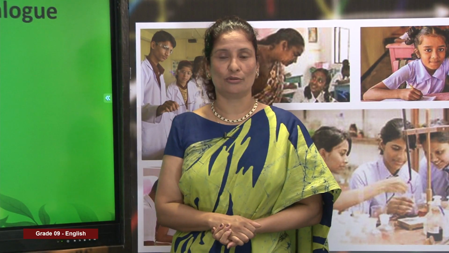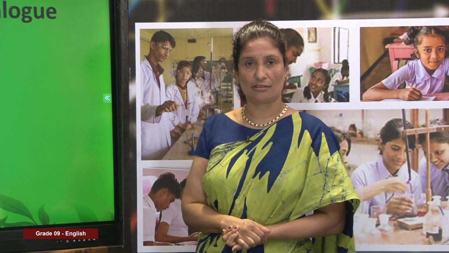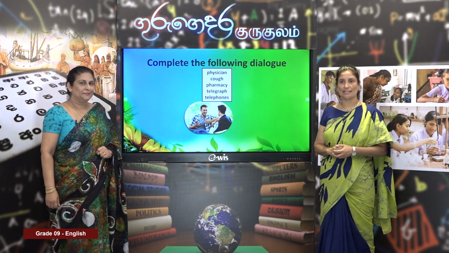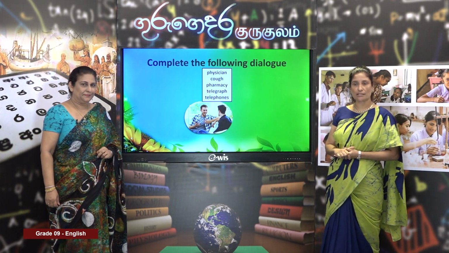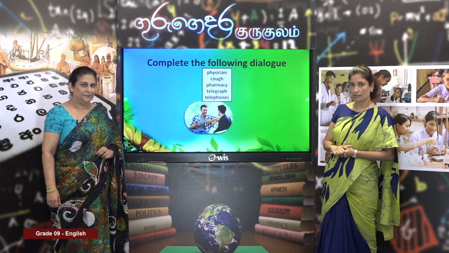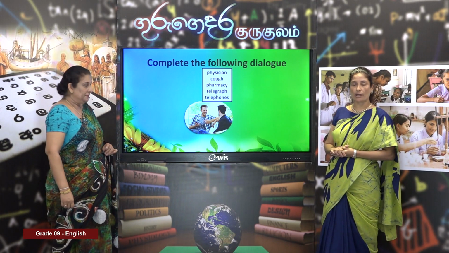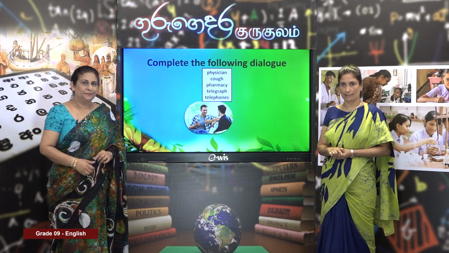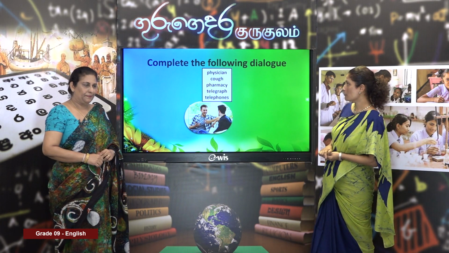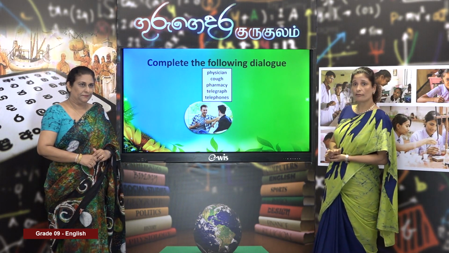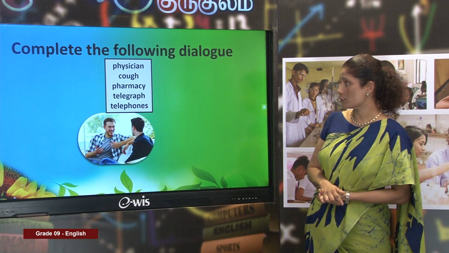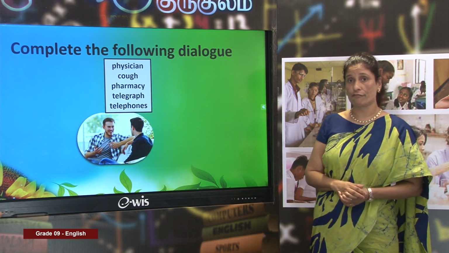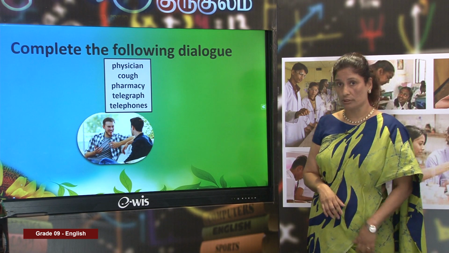Now we are going to look at a dialogue. What is a dialogue? Two people are talking. Here in the picture, you can see two boys. They have met on the way, on the road, right? They have met. Now they are going to start talking. Here in a box, I have given you some words. In all these words you find the F sound, like physician, cough, pharmacy, telegraph and telephoned.